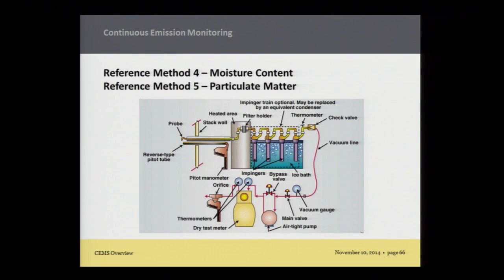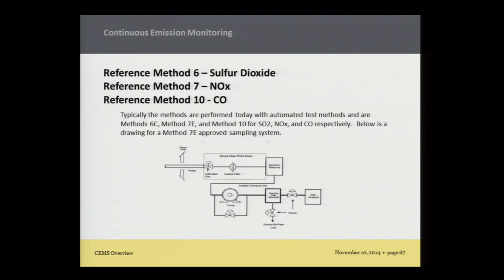And then it all comes down to, there's a vacuum gauge, and it goes through a pump and then into a dry gas meter, and then you get a reading on what your flow and everything is.